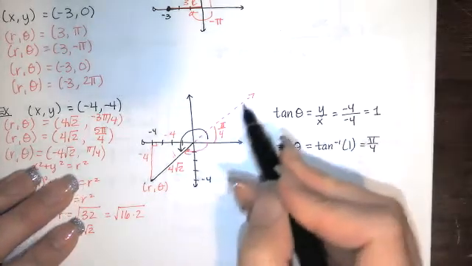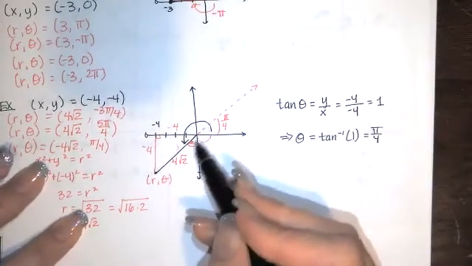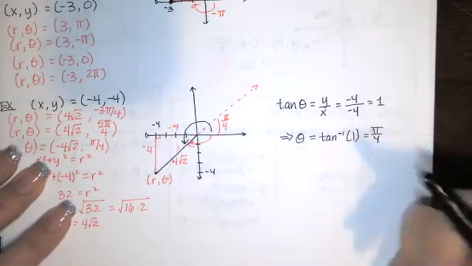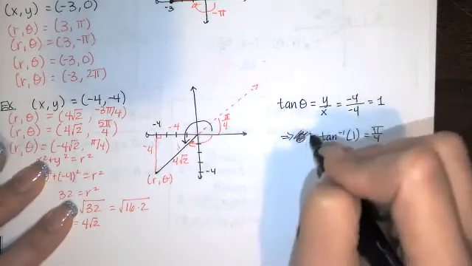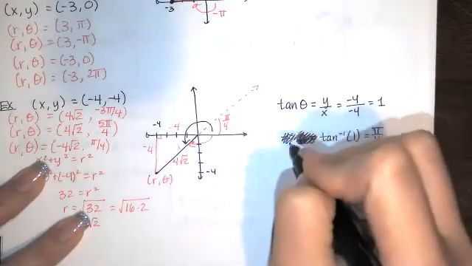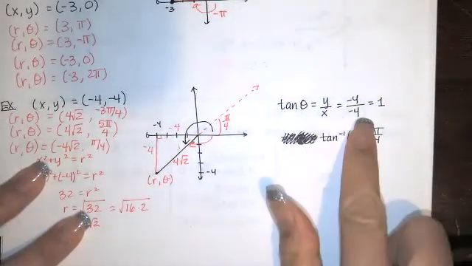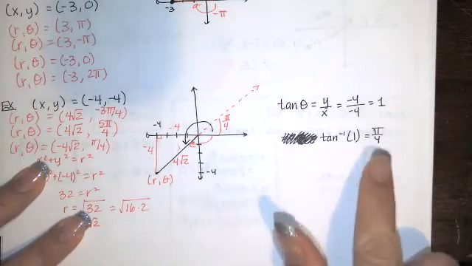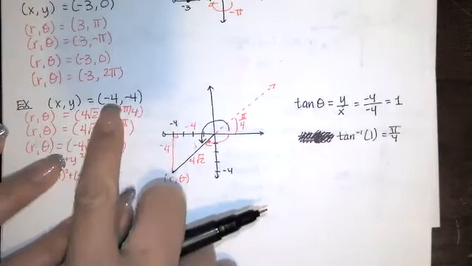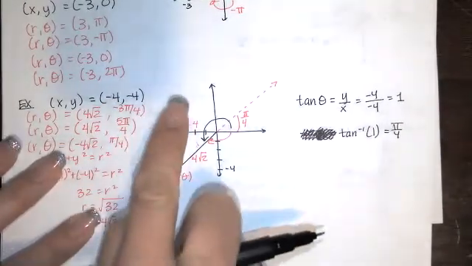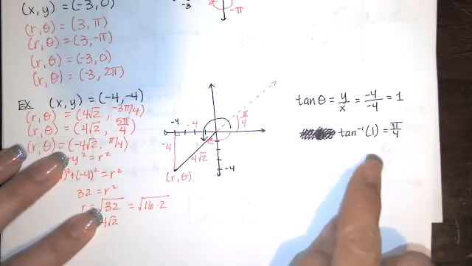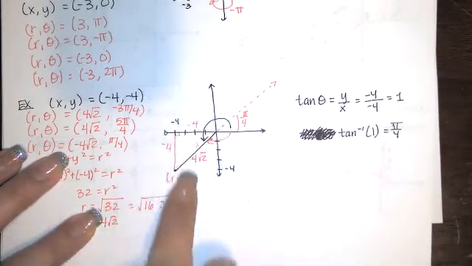Now notice that gives you the wrong angle. The angle's not pi over 4. The angle's actually 5 pi over 4. How would you know? So we know that tangent of theta is equal to 1, and inverse tangent of 1 is pi over 4. But x is negative. If x is negative, that means you're in this quadrant or this quadrant, which means the inverse tangent button is going to be wrong. It's going to give you an angle over here, and you want an angle over here.